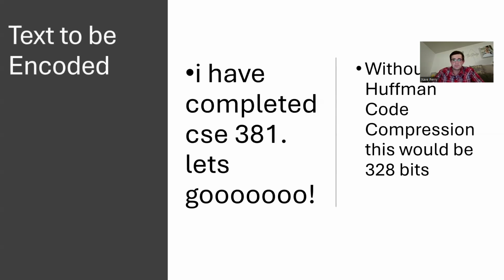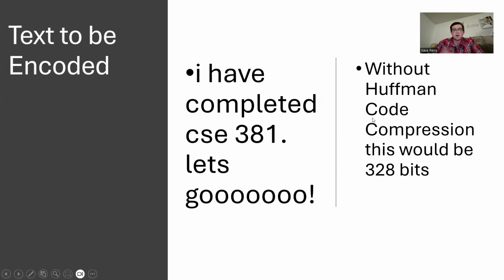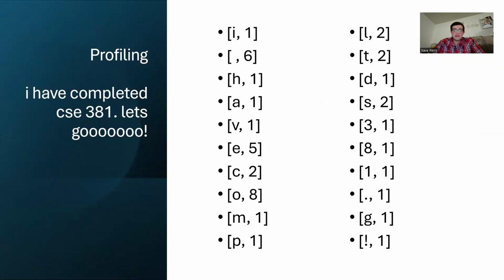And so normally when you are encoding something, like I said, it would be 8 bits each. And so the text string that I'm doing, I have completed CSC 381, let's go. That would be 328 bits if each one was 8 long. And so that's quite a bit of bits. Anyway, the first step that you need to do is profiling.